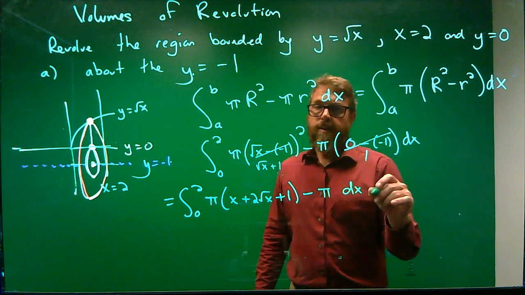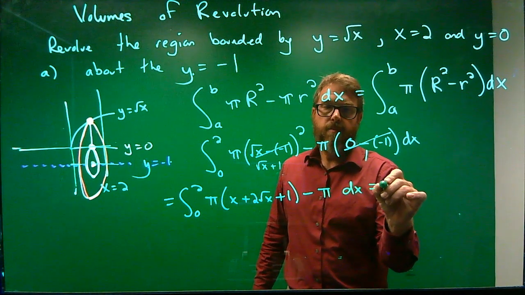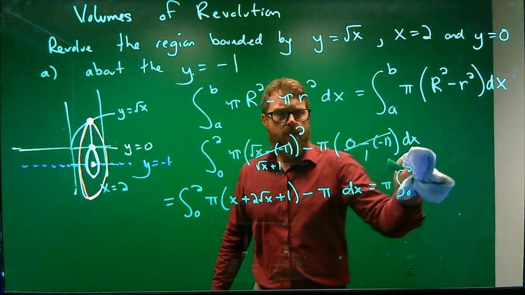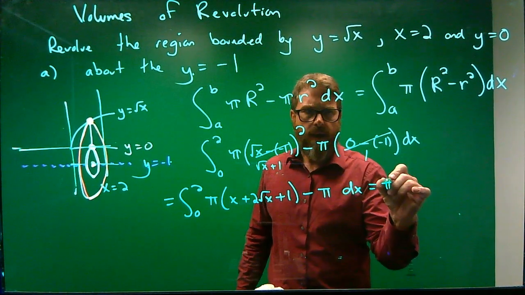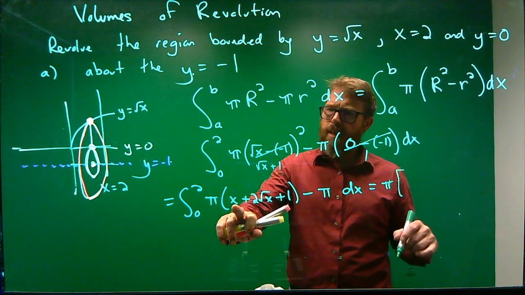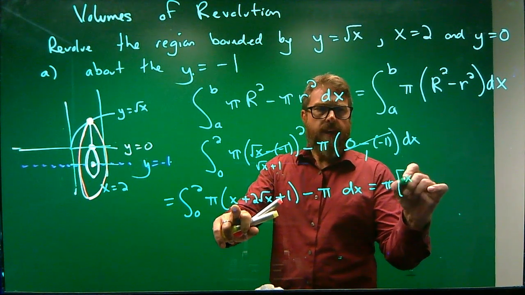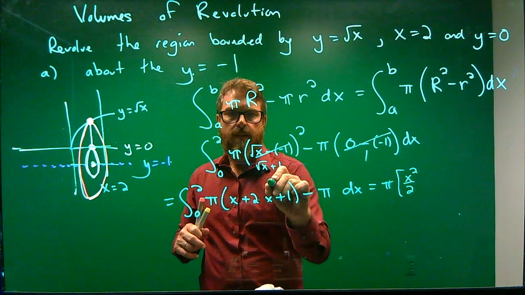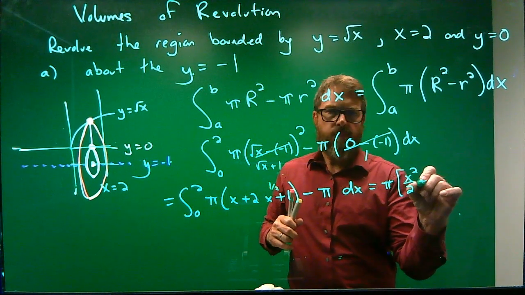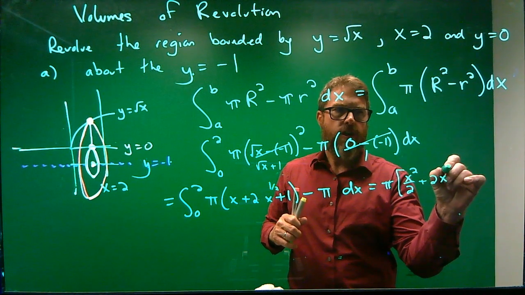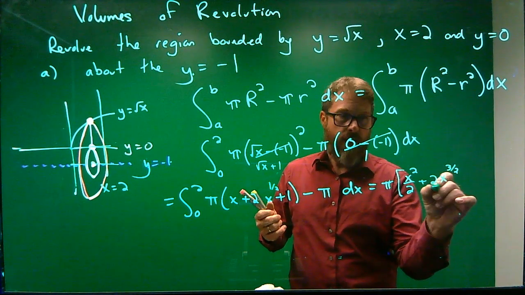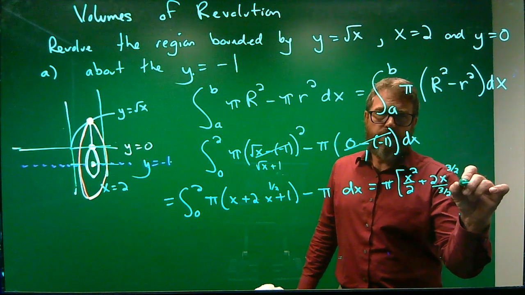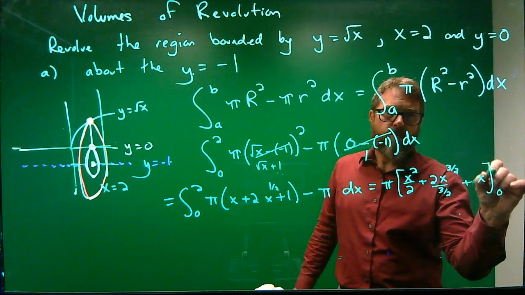So in order to integrate these things, we can pull out the pi. This is going to be the integral from 0 to 2. Actually, let's integrate them while we're at it. So this is going to be pi, and the integral of x is going to be x squared over 2. Root x is the same thing as x to the 1/2. So this is going to be plus 2 times x to the 3/2 divided by 3/2, which means that's going to be 4/3, and then plus x, and this is going to be evaluated from 0 to 2.